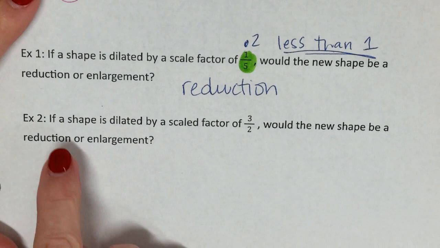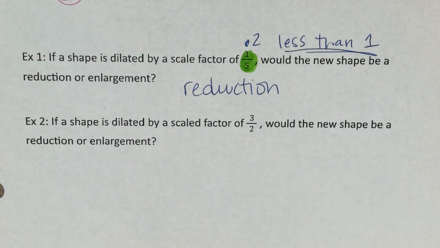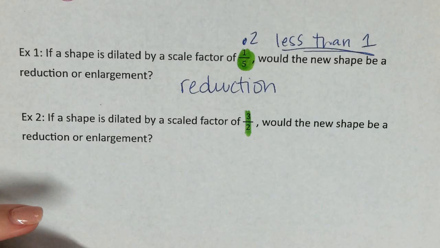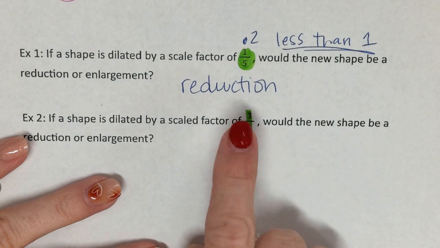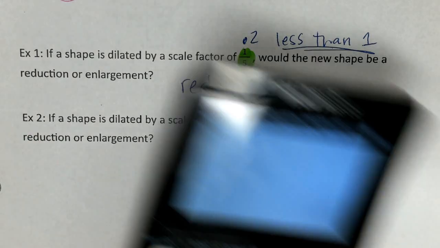Look at the next example. If a shape is dilated by a scale factor of 3/2, would the new shape be a reduction or an enlargement? What do I need to see? Is this number greater than 1 or less than 1? So go put it in your calculator.